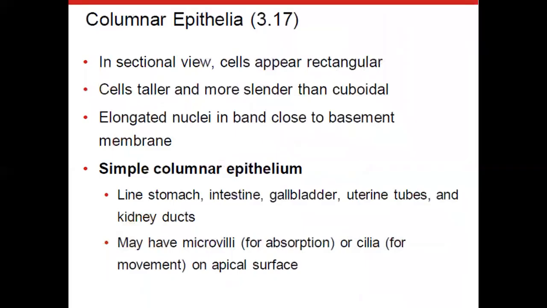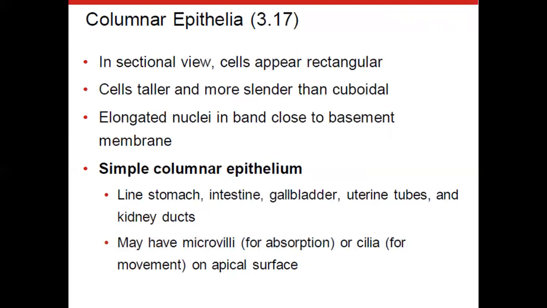Columnar epithelium is taller than it is wide. It's more slender than cuboidal epithelium, and the cells are kind of rectangular. The nuclei tend to be elongated, so they're not rounded. They look more like an oval shape, and they tend to be close to the basement membrane, so the basal side of the cell.